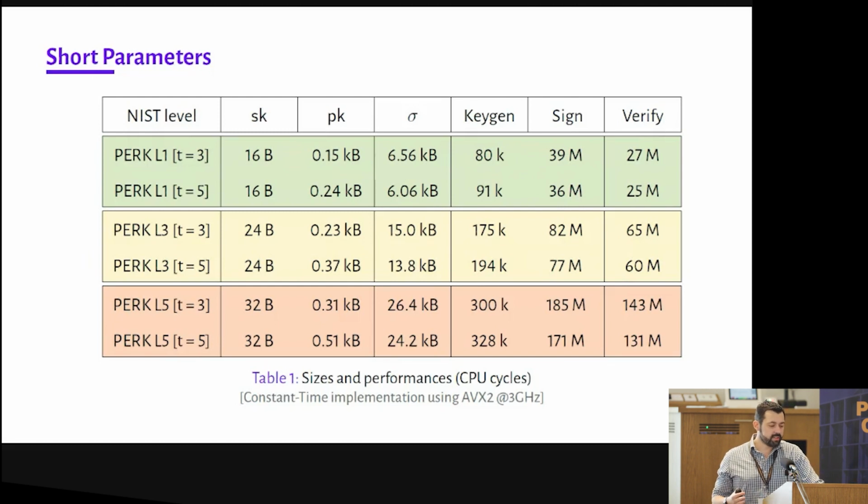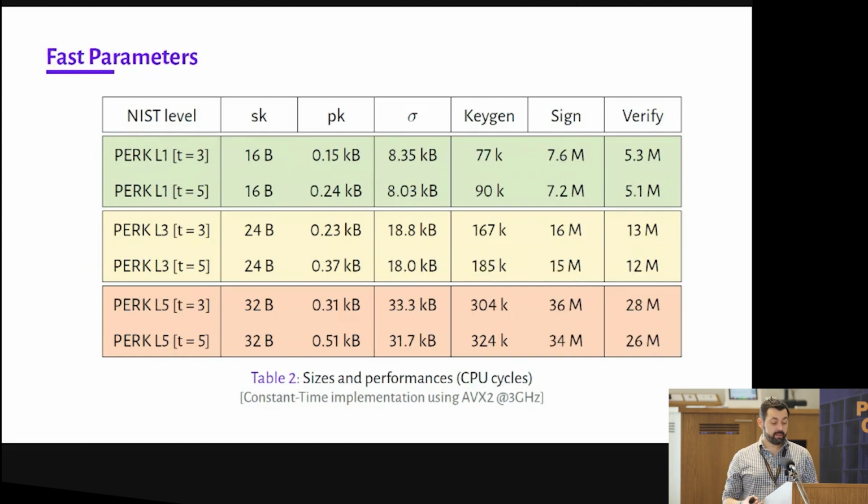As was mentioned yesterday, most of the MPC protocols have sizes between 5 to 10 kilobytes. So for PERK, we are kind of on the low end here, with sizes that can be as short as 6 kilobytes. And we have the following performances. And as usual with MPC, you can have a trade-off between size and performances. So if you are willing to trade a bit of signature size, you can improve the performances by a factor of 5 or something like this.